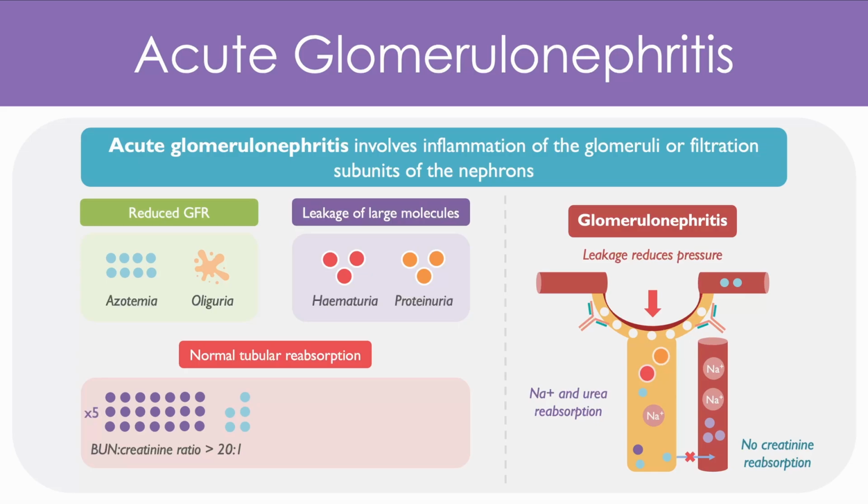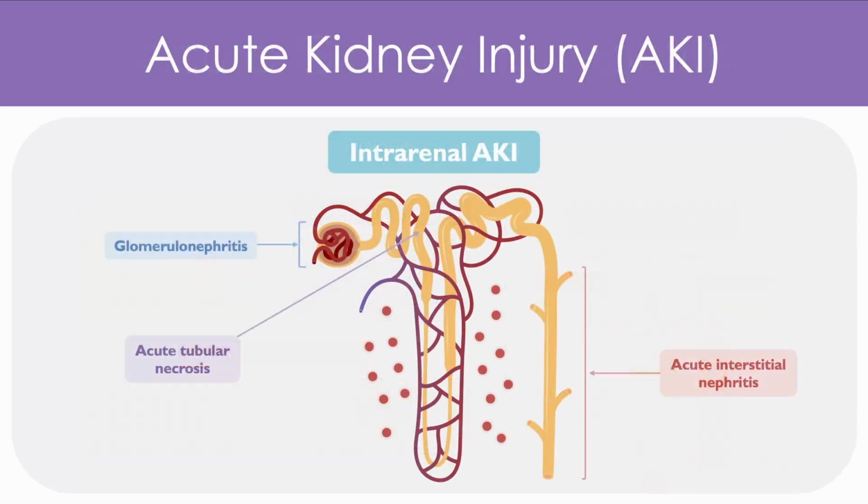In a similar way, because so much sodium is being reabsorbed, only a small amount is actually excreted into the urine, and as a consequence, we get a urine sodium level of less than 40 milliequivalents per liter in acute glomerulonephritis. Let's now take a look at the second form of intrarenal AKI, which is acute tubular necrosis.